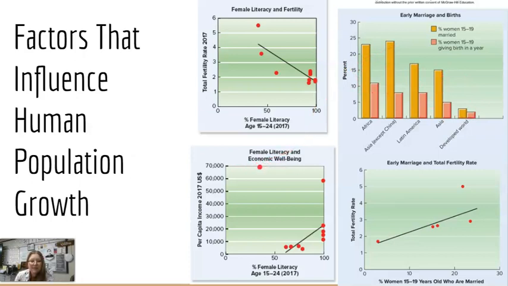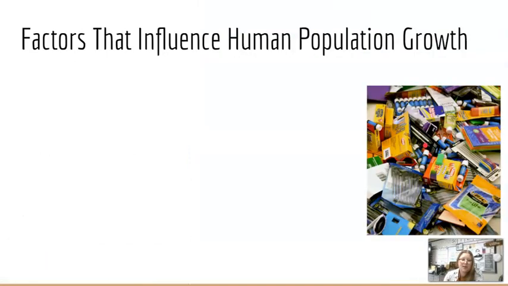And then female literacy and economic well-being. So instead of looking at how many babies we're having, we're looking at how much money they're making in a year. So as female literacy goes up, so does their income. And then early marriage and total fertility rate. As more women are getting married early, they're having more babies.